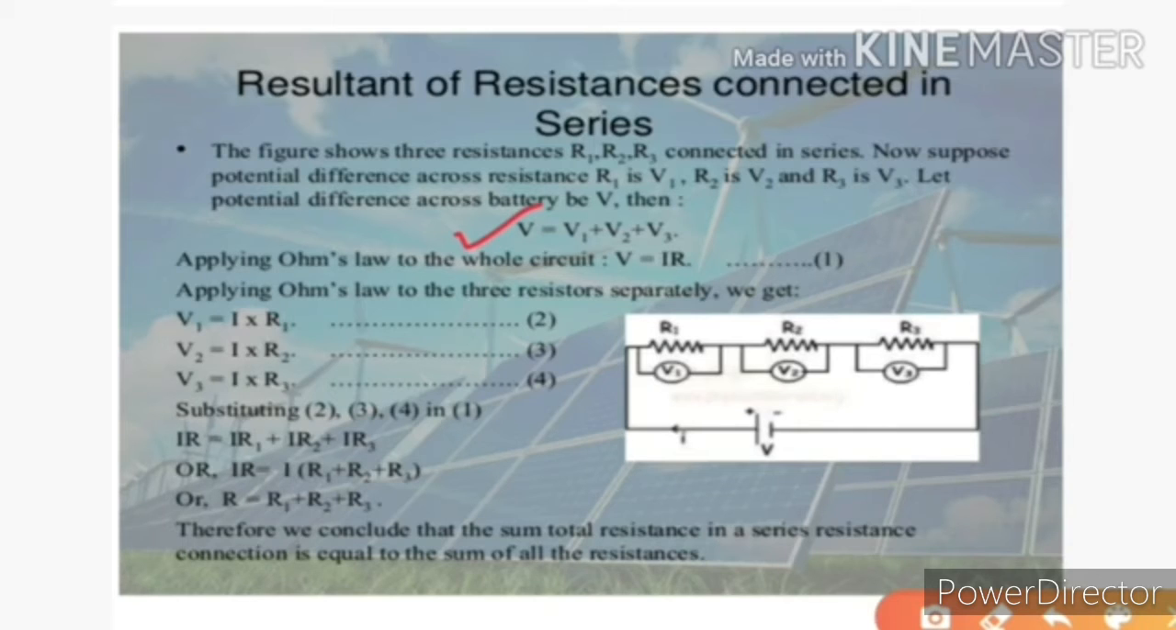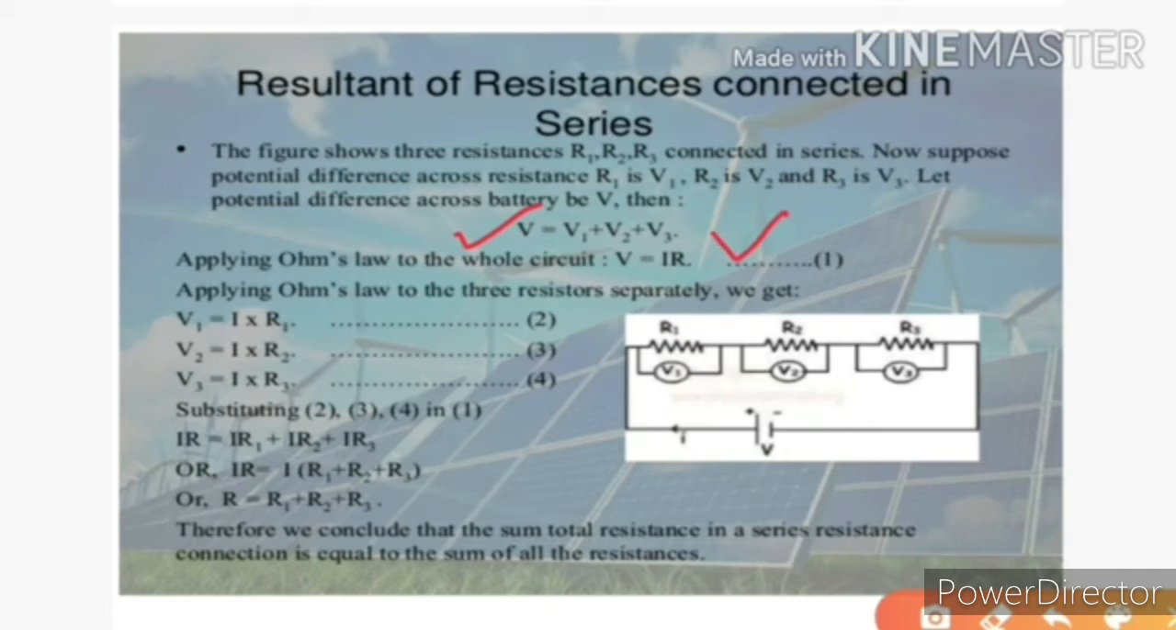Now applying Ohm's law to the whole circuit. What is the formula for Ohm's law? V is equal to IR. Potential difference is equal to the product of the current and resistance. So this is Ohm's law, V = IR.